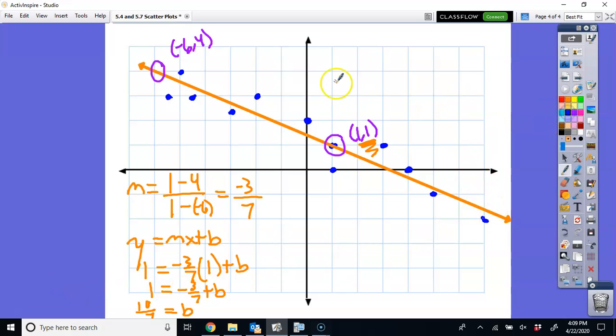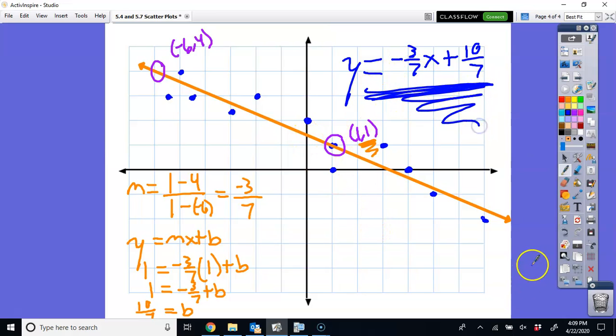That means my equation would be y equals -3 over 7 x, down 3 over 7, plus 10 over 7. Now 10 over 7 is approximately 1.4. Look right here. That's where it crosses the y-axis. 1.4, somewhere around there. So this would be my equation of my line.